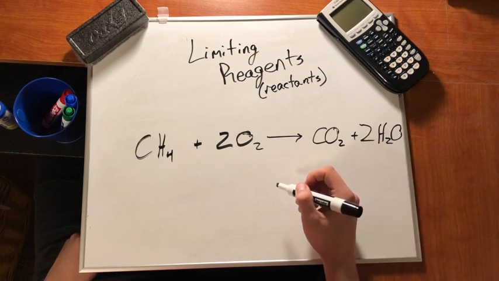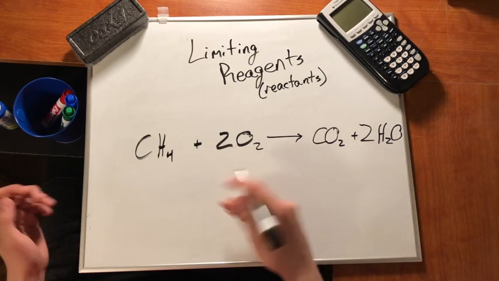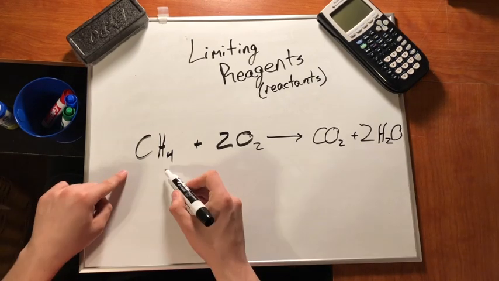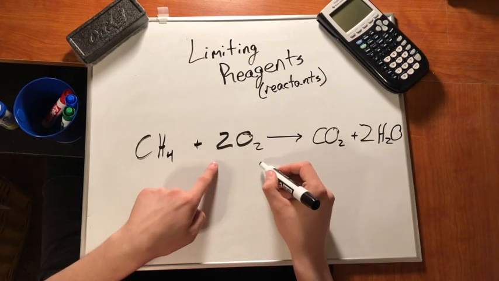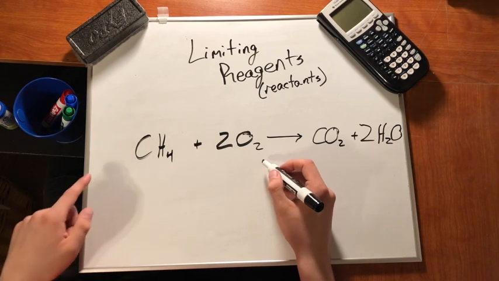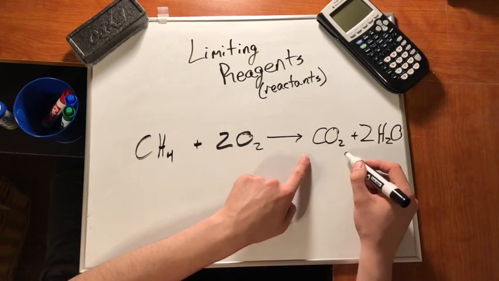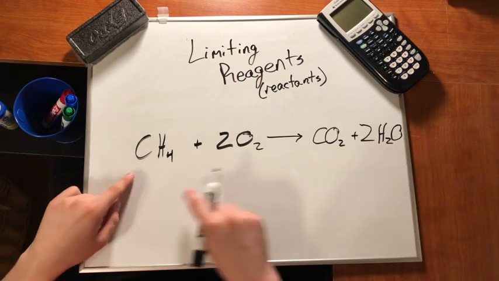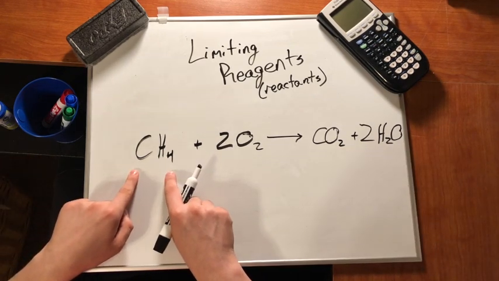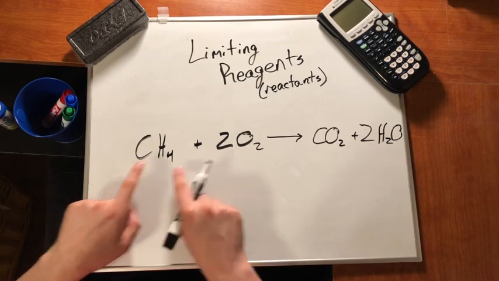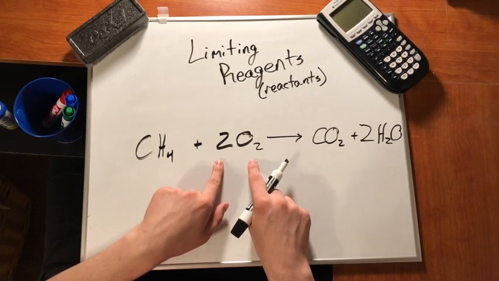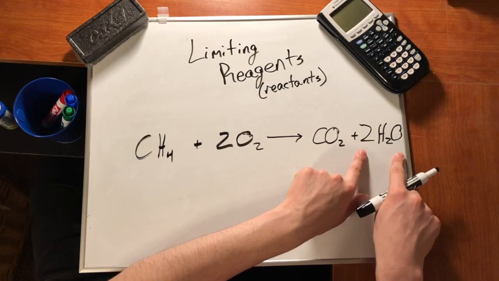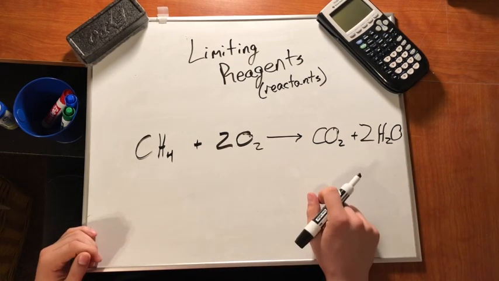Now, we know that this equation is balanced as it is. So if I had 1 molecule of methane and 2 molecules of O2, I could react them together and make 1 molecule of CO2 and 2 molecules of water, right? Similarly, if I had 1 mole of methane molecules and 2 moles of oxygen molecules, then I could get 1 mole of CO2 and 2 moles of H2O out of that reaction, right?